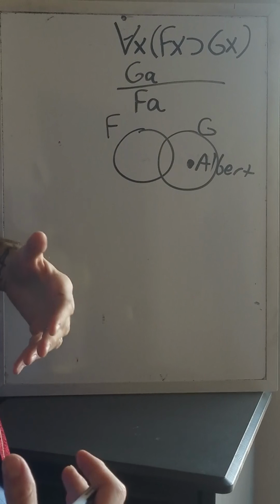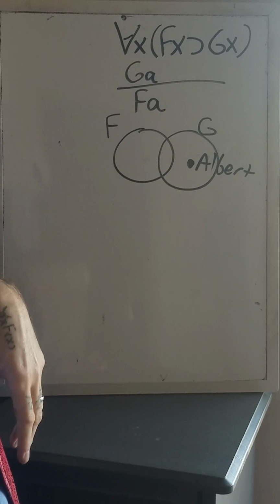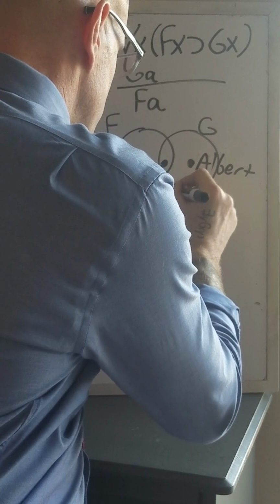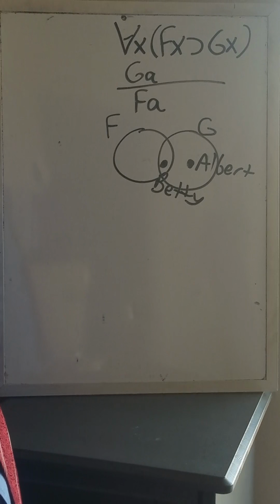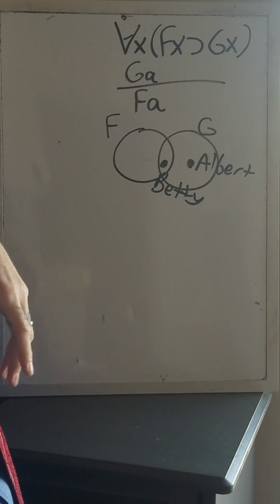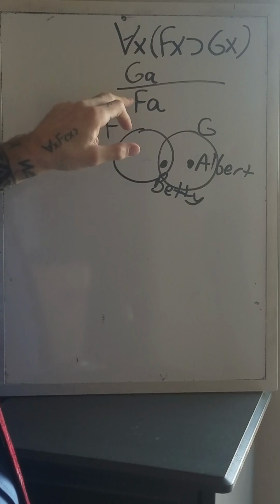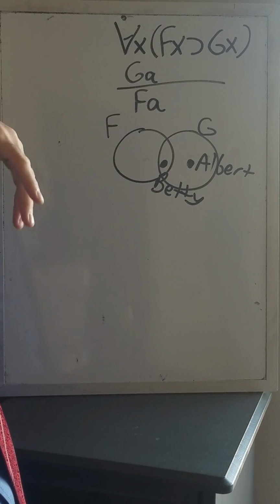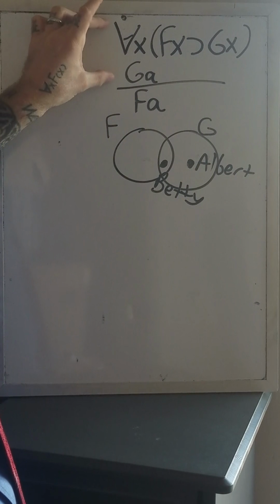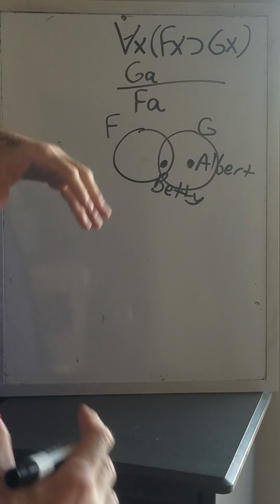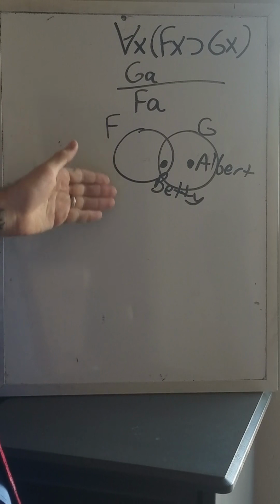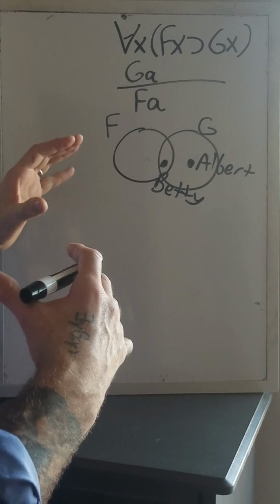But if we wanted to make that a little more clear, we can put something in here. Let's say Betty's in there. So Betty's F and G, so everything that's F is G. Albert's G, but Albert's not F. So we're done. We have a counterexample. We built an interpretation where the premises are true and the conclusion is false. So all we have to do is formally spell out what's in the counterexample. Because remember, this is just a little sketch for us. It's not actually a proof.